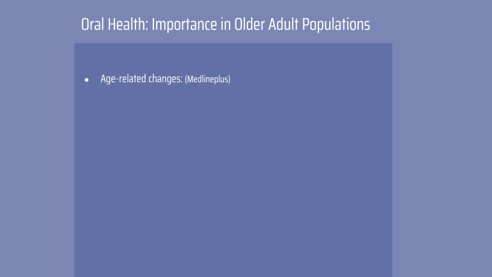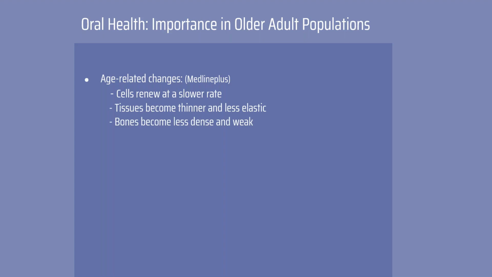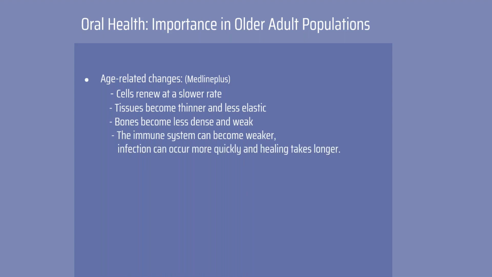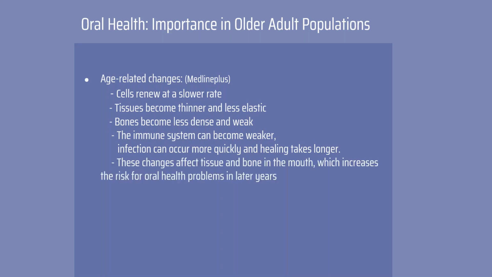Starting with the age-related changes, according to the US Library of Medicine, there are certain age-related changes like slower rate of cell regeneration, the tissue becomes thinner and less elastic, the hard tissue like bone becomes less dense and weak, and along with that, the immune system also becomes weaker. And that increases the chance of infection, and also the healing takes longer.